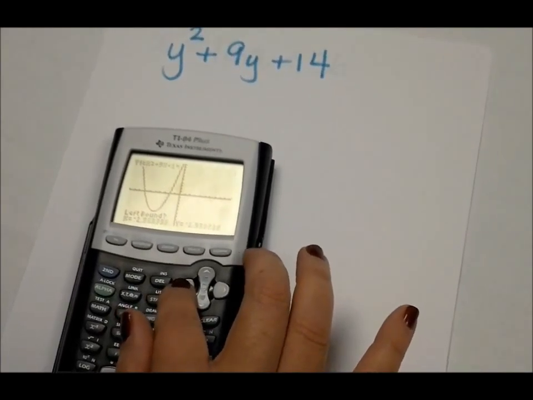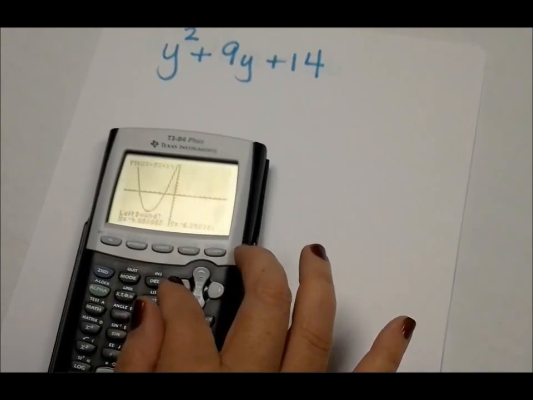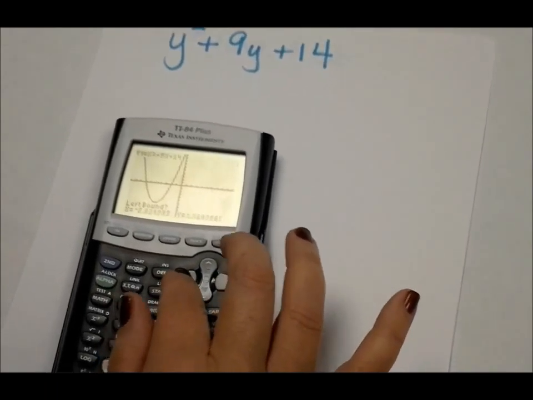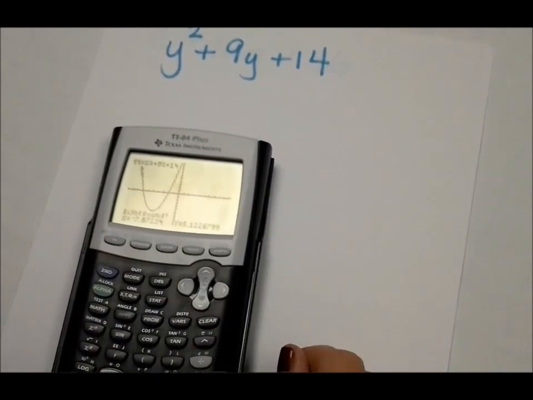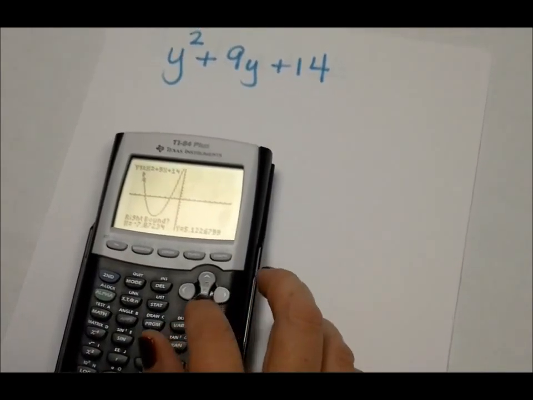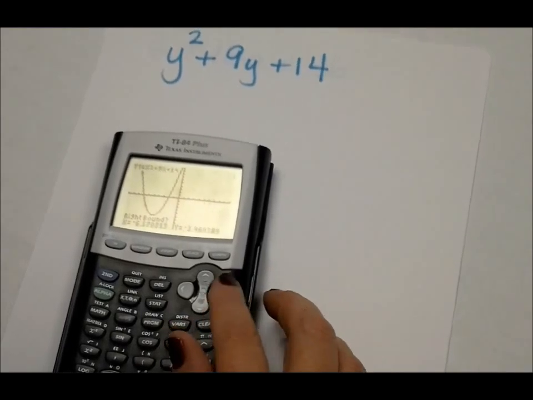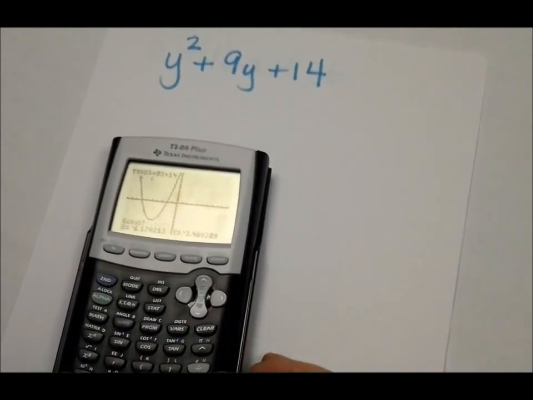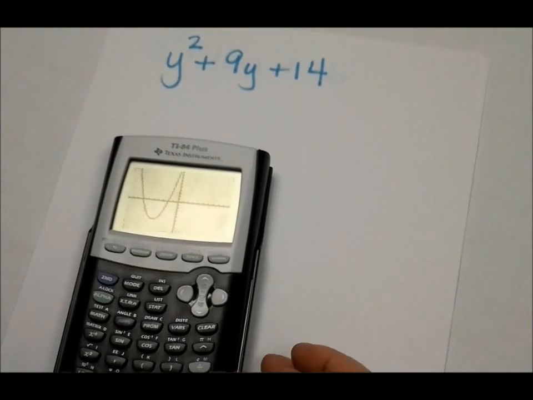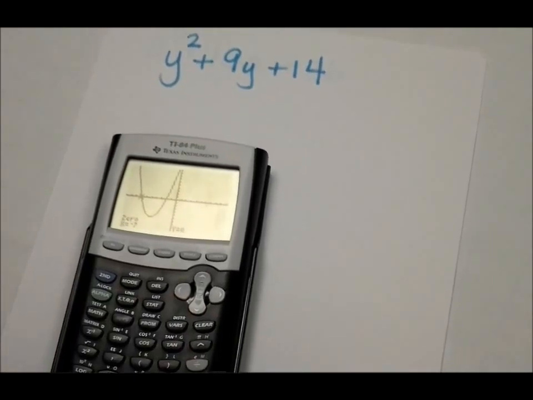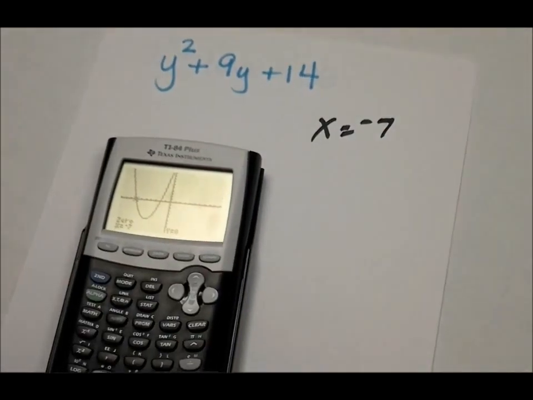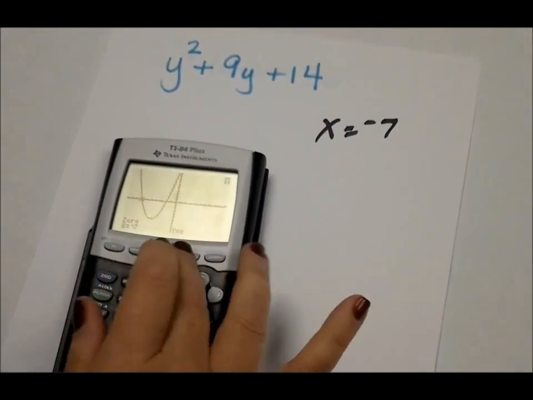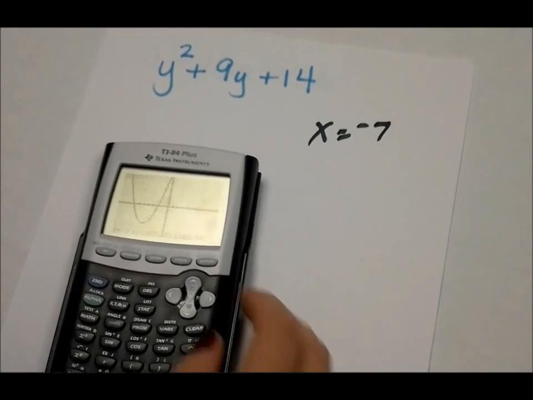I'm going to start with the left. So I got my little flashy thing going around here, and I need my left bound, so I need to be past where I see the left root. I'm going to press enter, and then I'm going to go down past the 0, and I'm going to press enter. I do not ever guess. I'm just going to press enter, and it tells me that at x equals -7, that is one of my zeros.